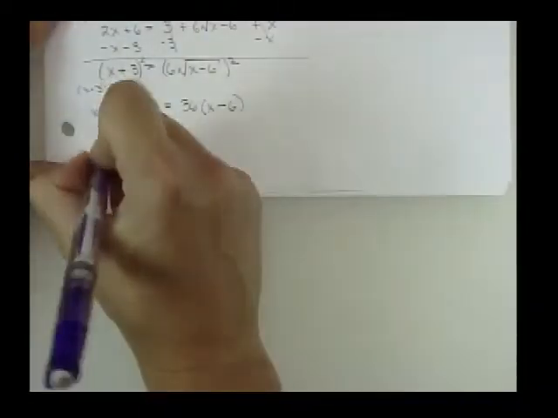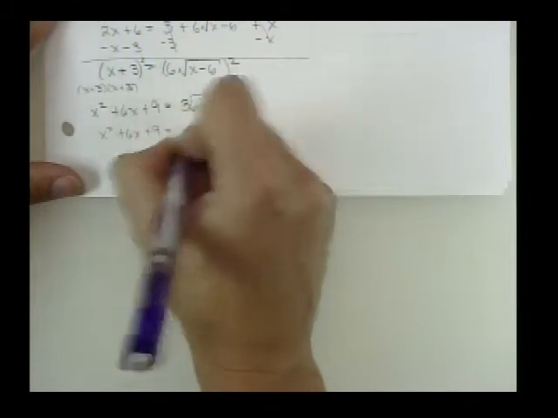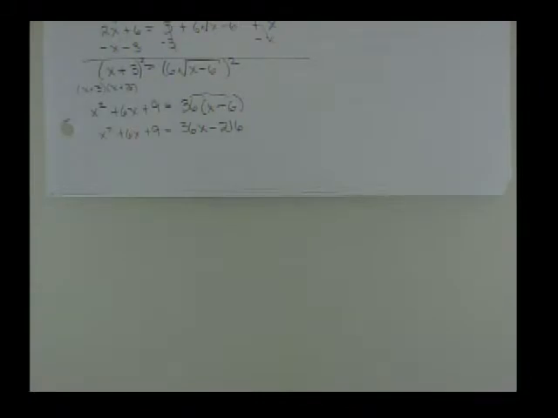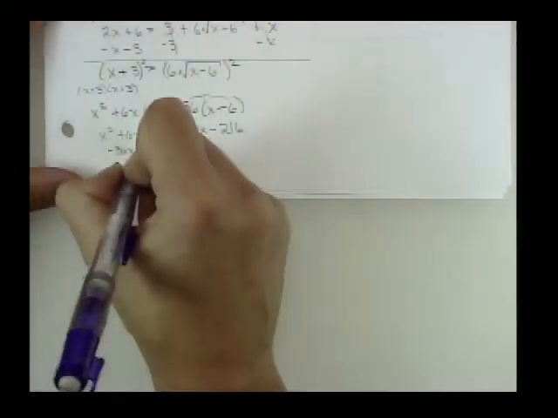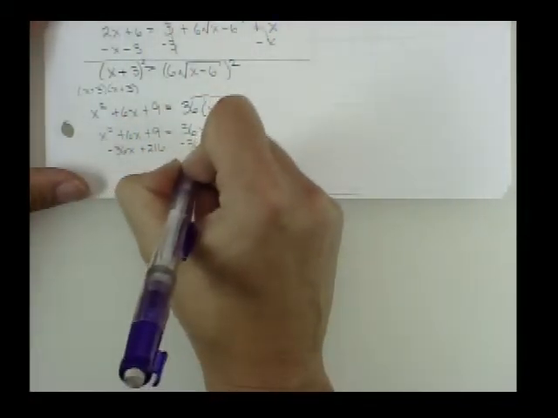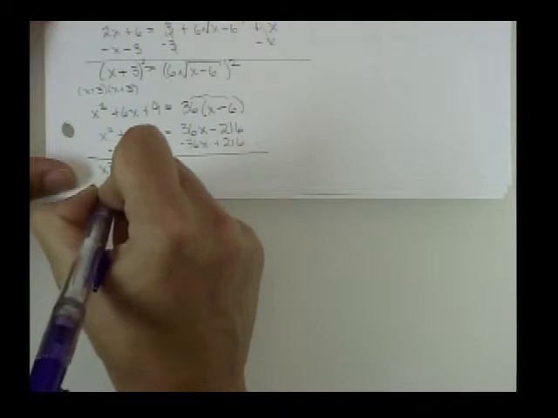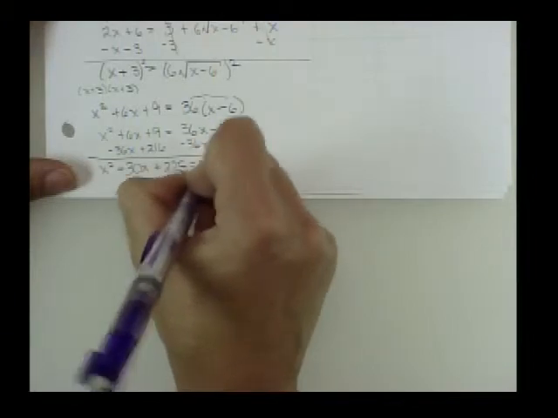So on the right, I want to distribute the 36. So 36x minus 216. And now what do we need? Yeah, we want it to be set equal to 0 since we have an x squared. So minus 36x plus 216. So we get x squared minus 30x plus 225 equals 0.